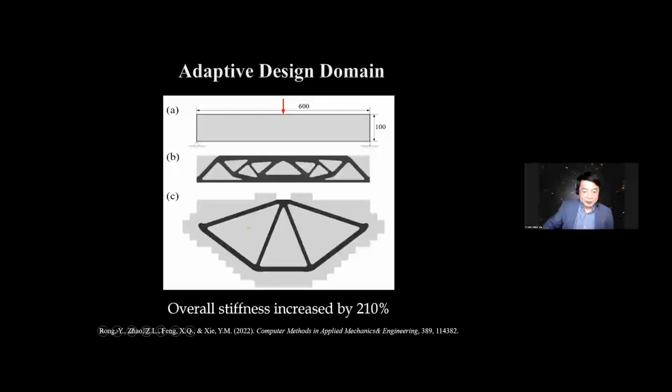And this new shape, so designs in B and C, they use the same amount of material. So the black area is the same in the two outcomes, but the overall stiffness is increased by more than 200%, because you have a much deeper beam here to resist the load. So using the same amount of material, by allowing an adaptive design domain, you can create a far more efficient structure outcome.